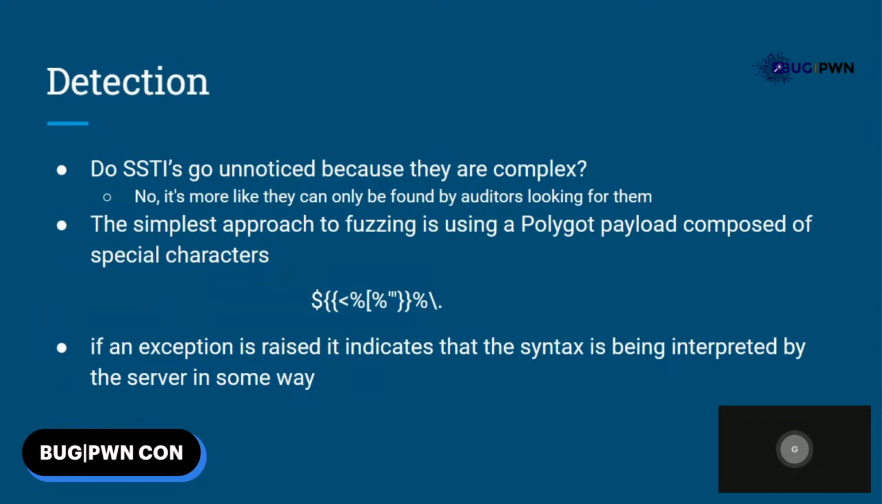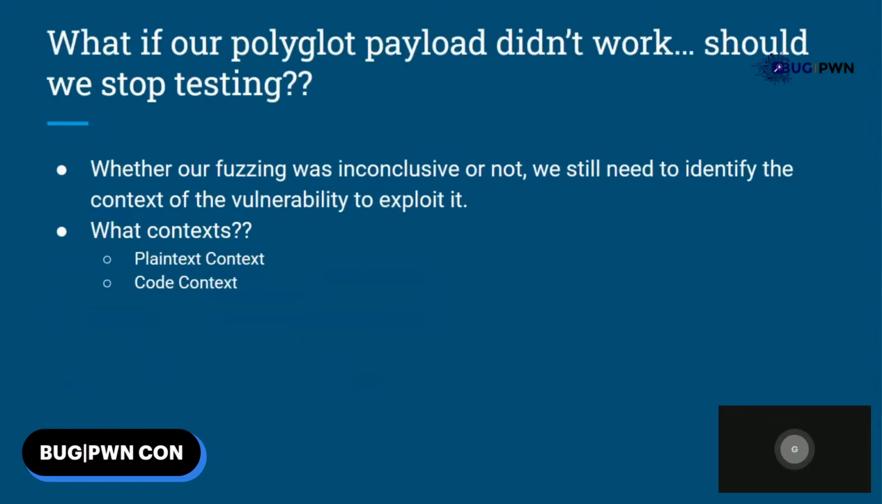Now, the simplest approach to testing for or detecting an SSTI vulnerability is using a polyglot payload. A polyglot payload is just a generic payload to test for the SSTI vulnerability. Like I said, different template engines use different template languages, even though most of them are very similar. So this polyglot payload can help us test for it. After we've used this payload, if an exception is raised, that will indicate to us that the syntax is being interpreted by the server in some way.